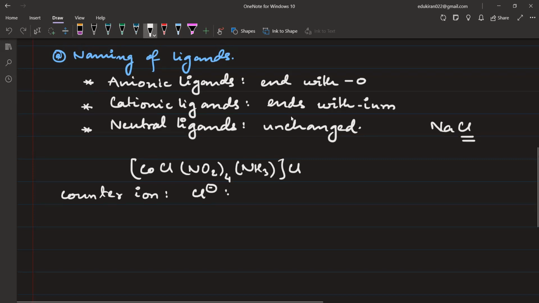Tell me guys, if you had NaCl, then how would you have written this chlorine? नाम में कैसे लिखते? How would you have written the name? ये तो symbol हो गया ना, formula हो गया. What is the name of this compound? Tell me.